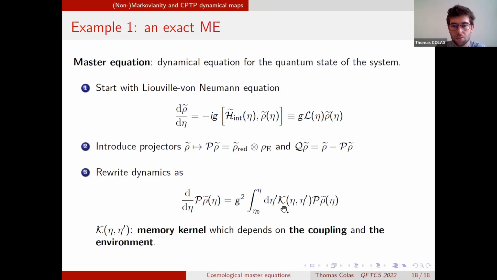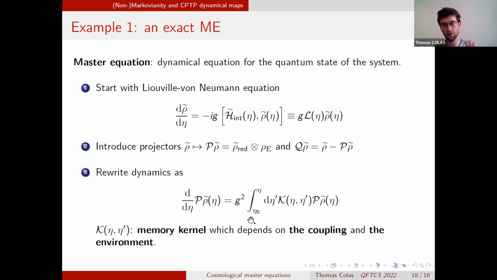And this complicated object, the memory kernel, depends both on the coupling of the system with its environment and the nature of the environment itself. And as you can see, this process is fully non-Markovian. At this time it's exact, we haven't made any approximation, and it's non-Markovian in the sense that we need to convolve over all the past history up to the initial time of the interaction.